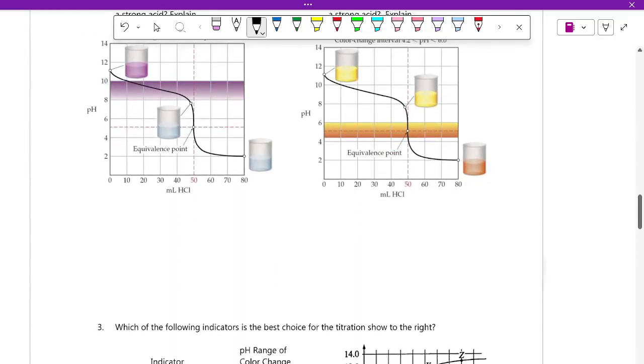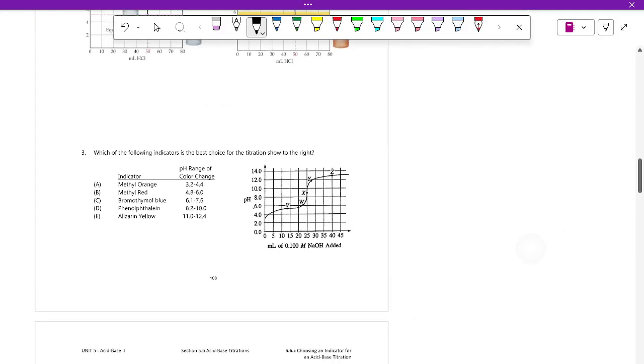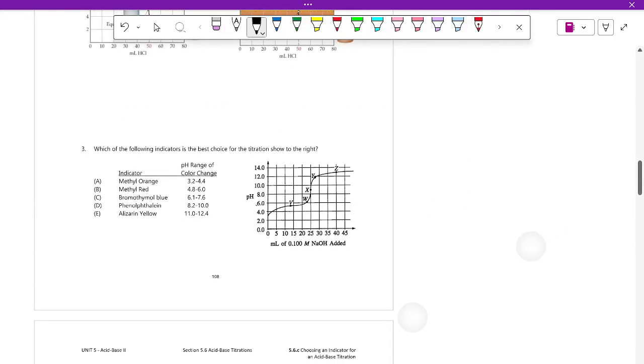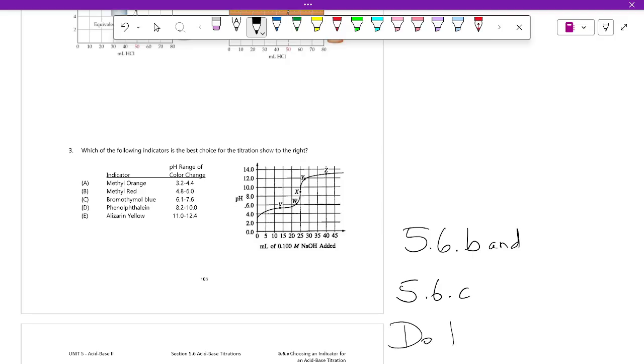There are some exercises here. Okay, so you would be doing exercises from 5.6b and 5.6c. Okie dokie.